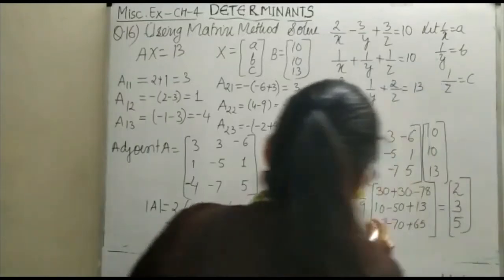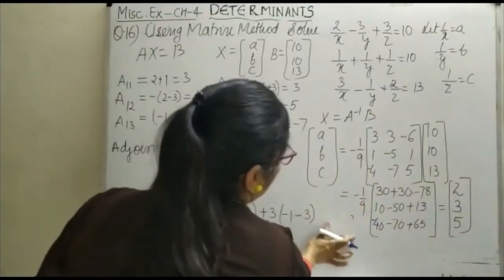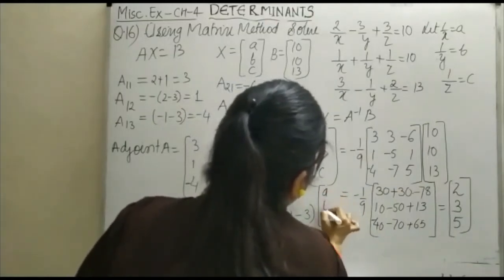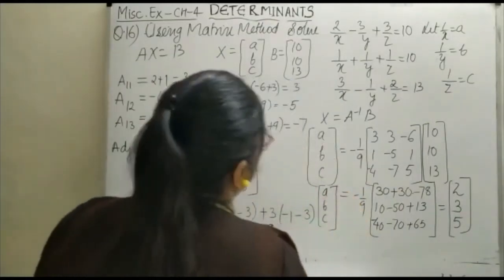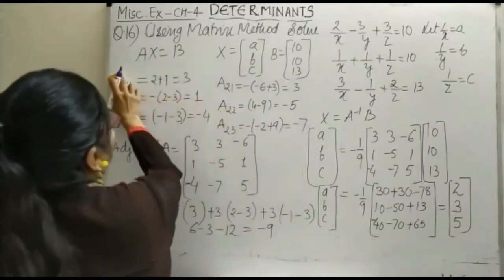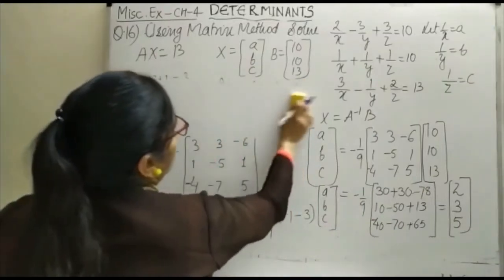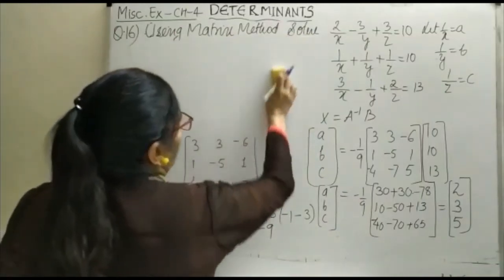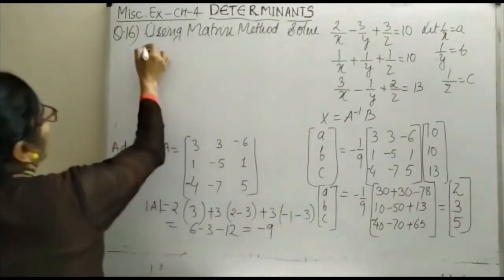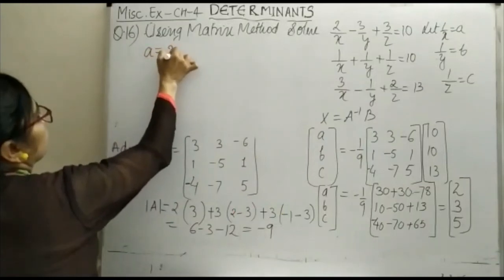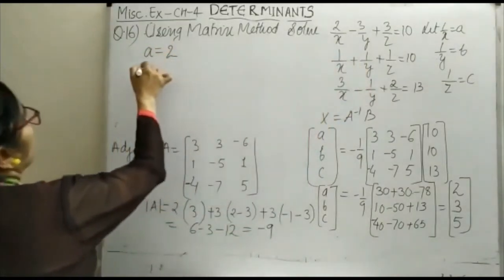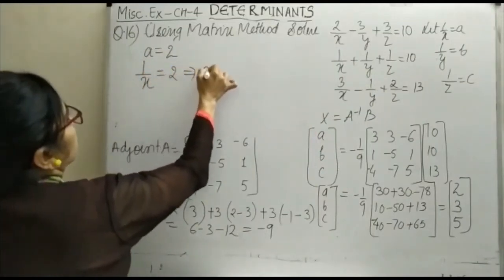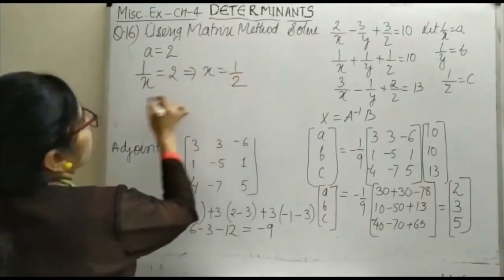So in this way, here you can write A, B, C. This is your A, B and C. Now you can see here, I am going to write this one. Already this part is over. So 1 upon A is equal to 2. A is equal to 2. What is A? 1 upon x. 1 upon x is equal to 2 implies x is equal to half.